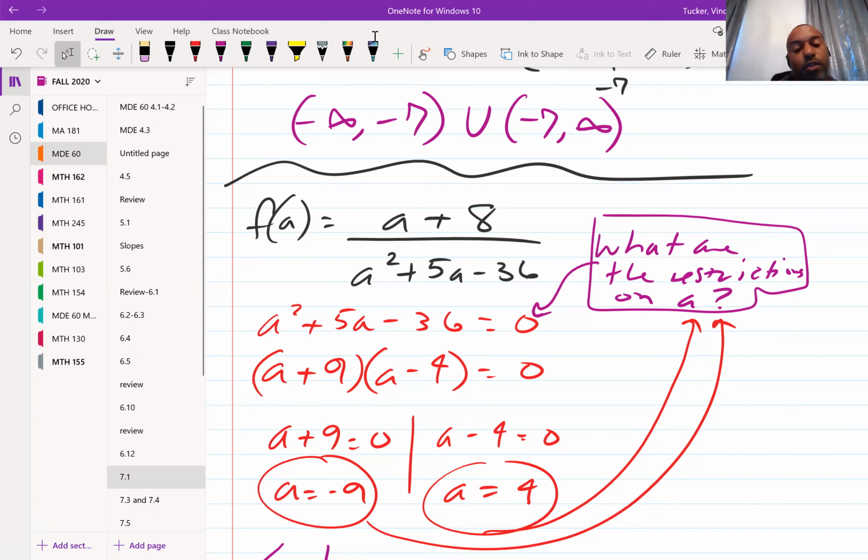So leaning on your factoring skills, go ahead and factor that to a plus 9, a minus 4. And that was the last section that we talked about, solving by factoring. And then I'll set each part equal to 0. That gives us a equal to -9, a equal to positive 4. So those are the two values. Last time we only had one, which is -7. This time we have two values that cannot be used. In other words, when I plug -9 into the function, I get 0 in my denominator. And if I were to plug 4 into the function, I would get 0 as my denominator.